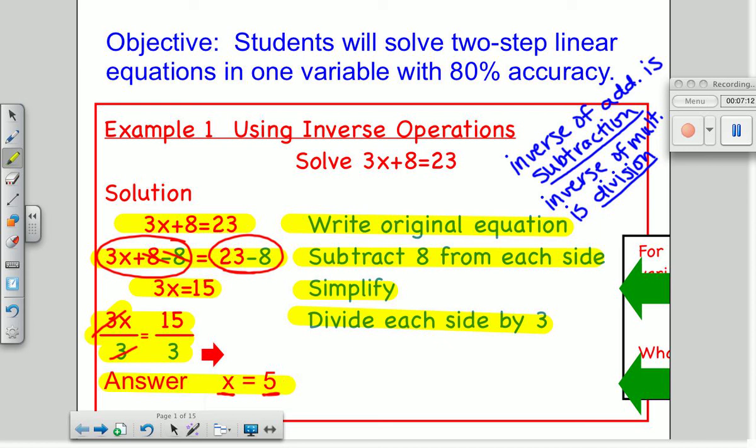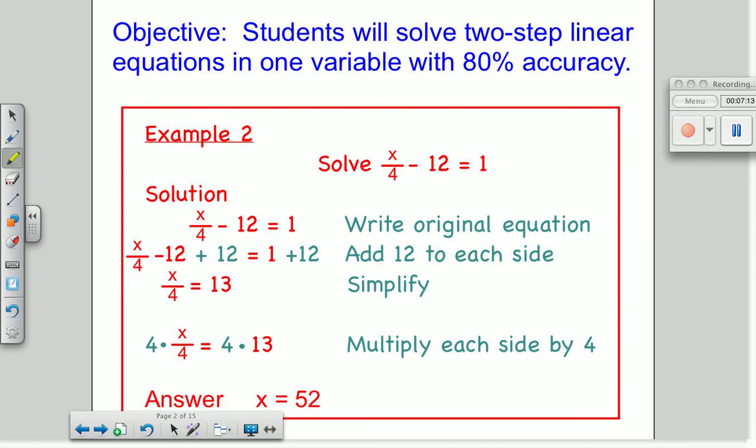And the next one. Example 2. Solve x over 4 minus 12 equals 1. So we have a new example here. My solution. First I write the original equation.